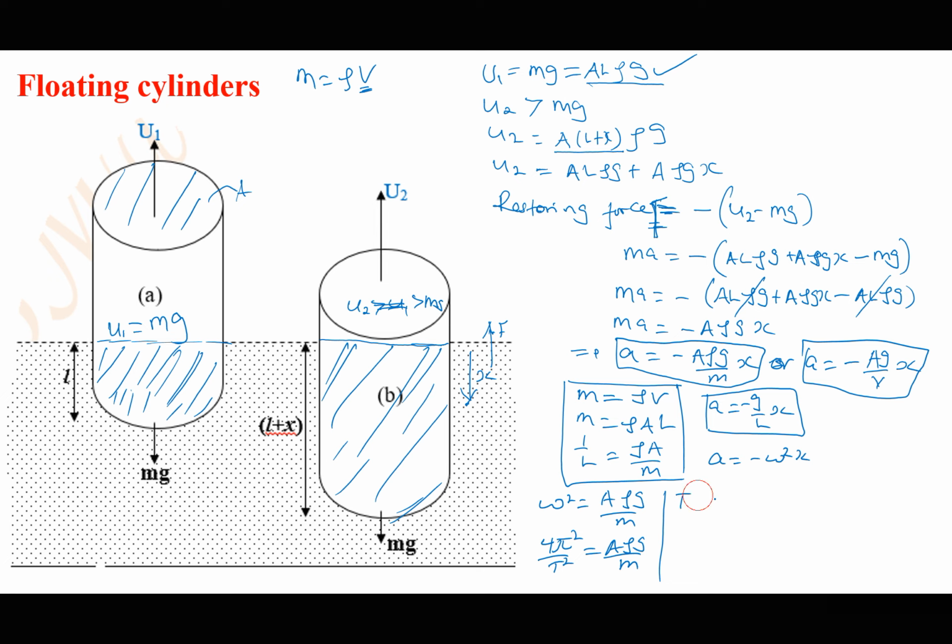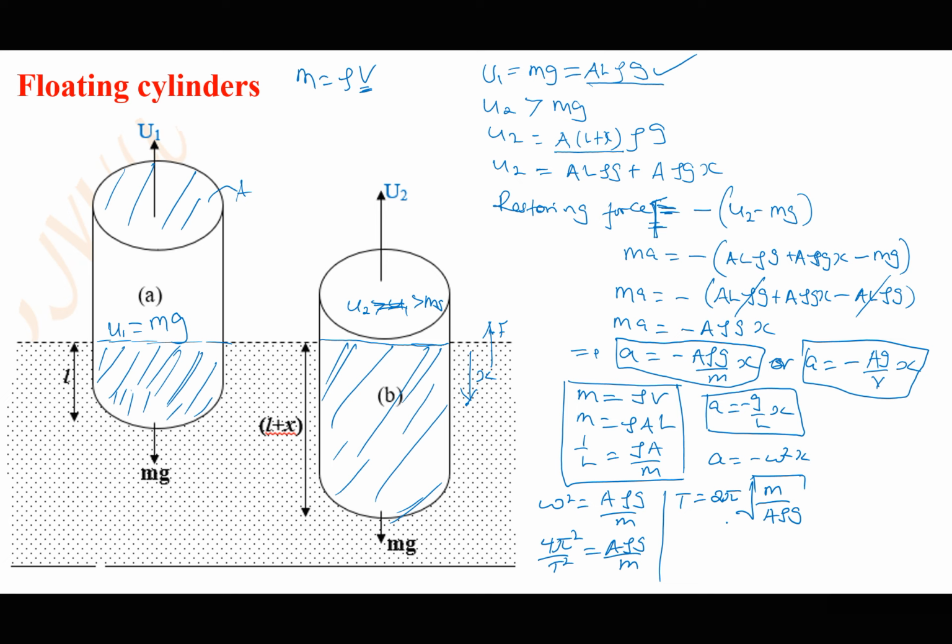So the period is going to be, we get the reciprocal of both sides and find the square root. So it is going to be 2 pi under the square root of m divided by A rho g. So I find the reciprocal and I find the square root of both sides, and that gives me the expression for the period, which means I can also find the expression for frequency.